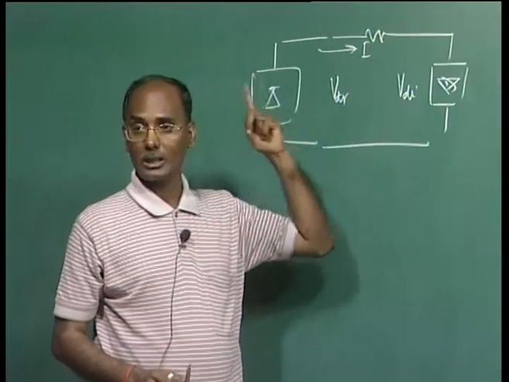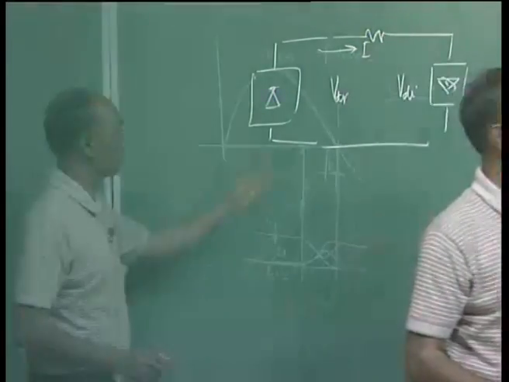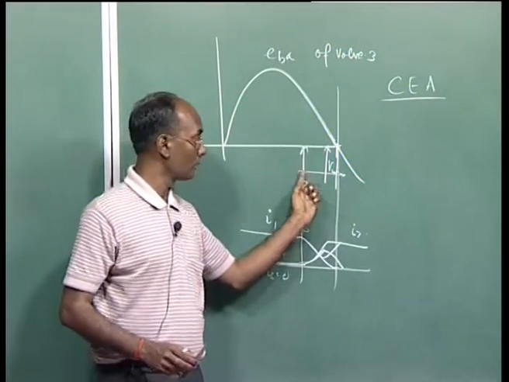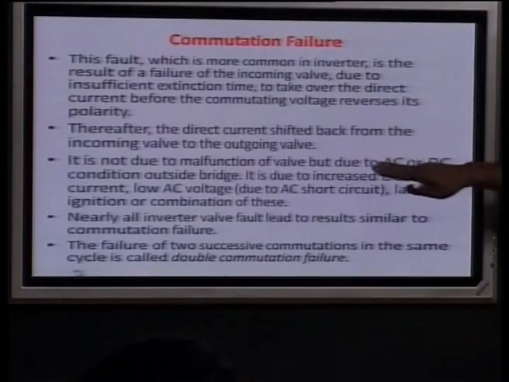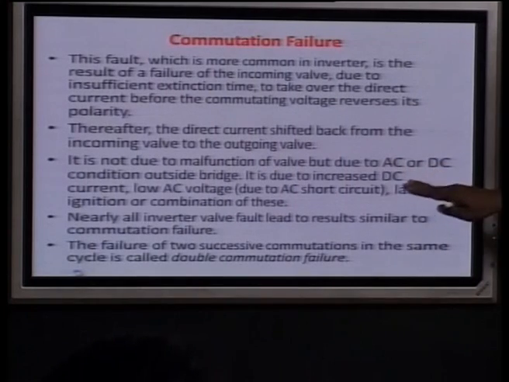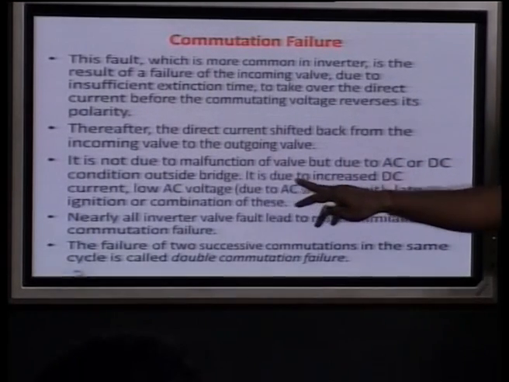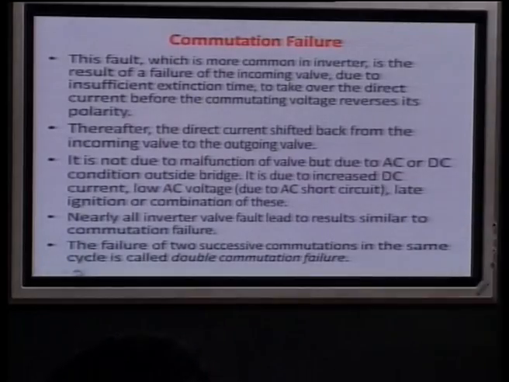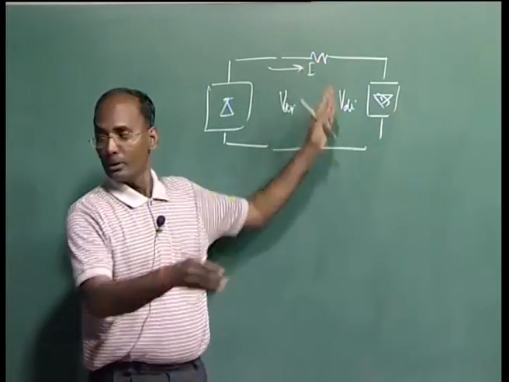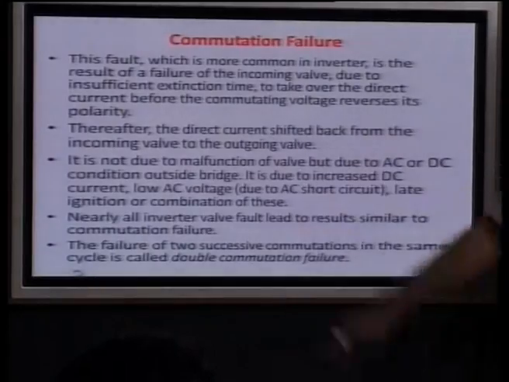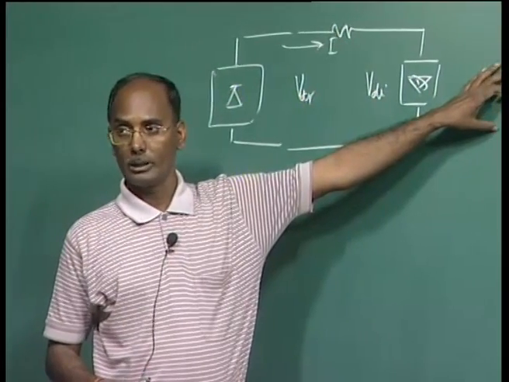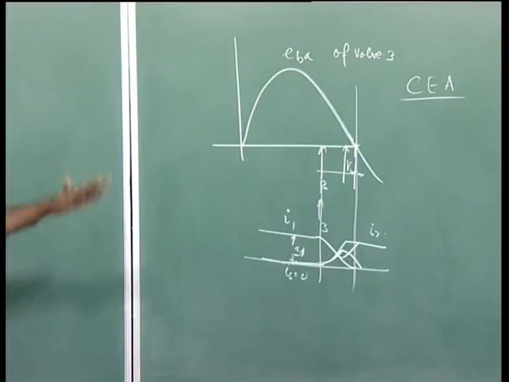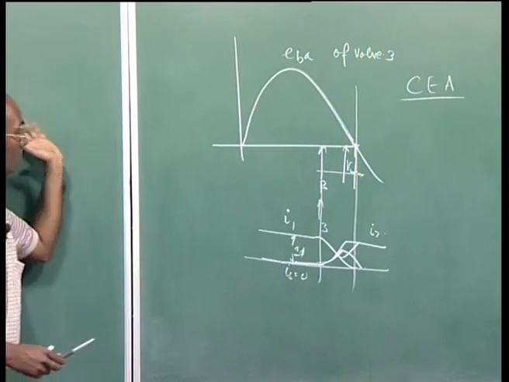Once the current is increasing, the overlap angle U can shift, and if it lands on this side, then commutation failure will occur. So it is a malfunction of the valve due to either an AC side problem or a DC side problem outside the bridge, or due to an increase in the DC current. As I said, if the current increases, then U will be more. Another possibility is that the voltage on either side is severely low. If the voltage is low, again U will be more.